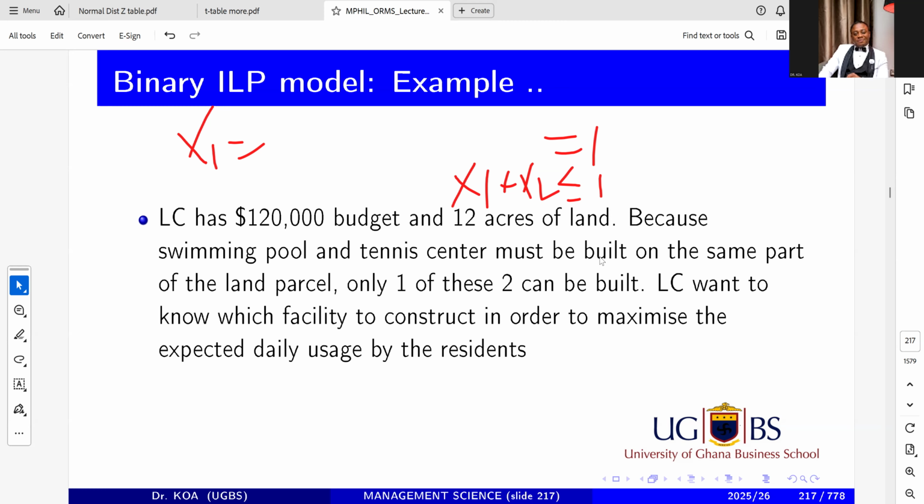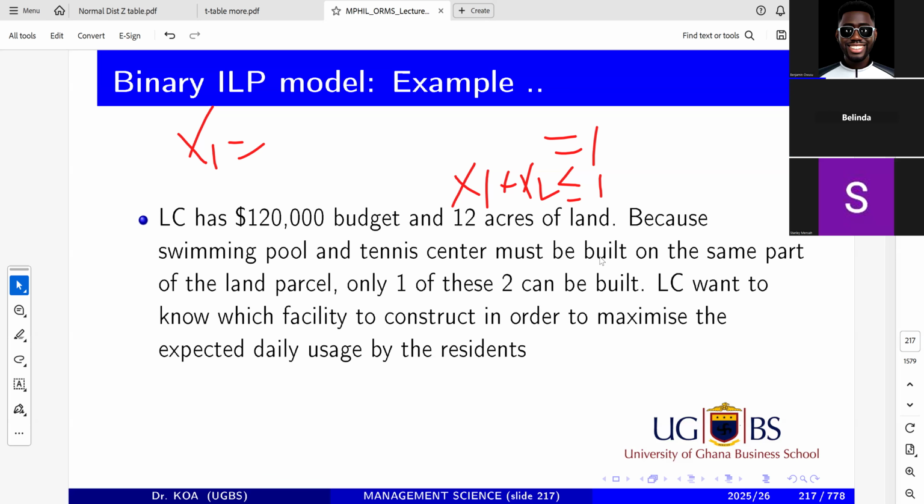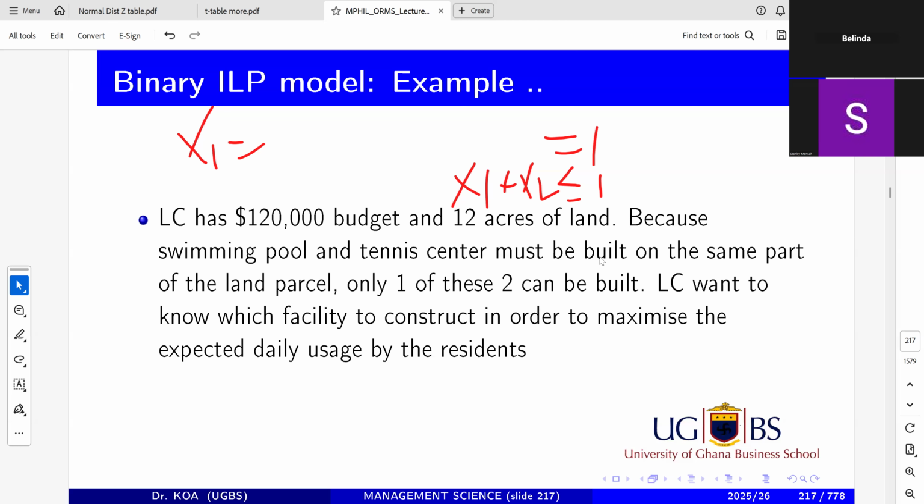Only one of these must be built. How would that be? Benjamin? X1 equal to 1 or X2 equal to 1. No. Belinda? X1 is less than or equal to 1, or X2 is less than or equal to 1. Nope.